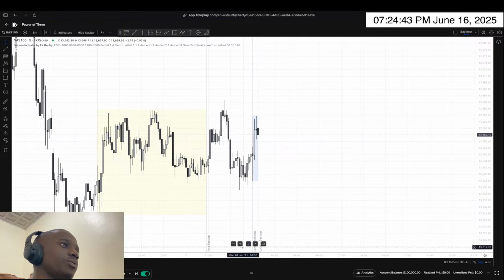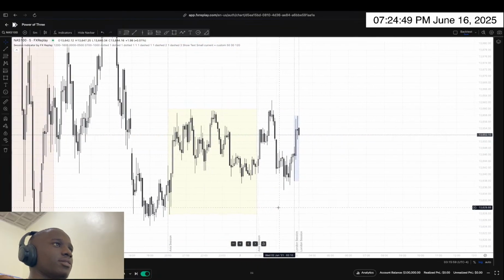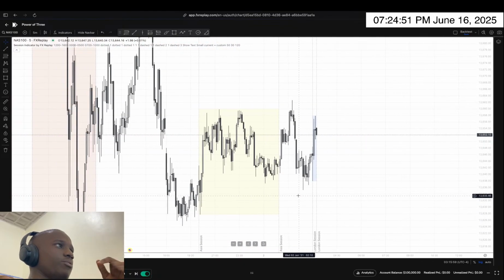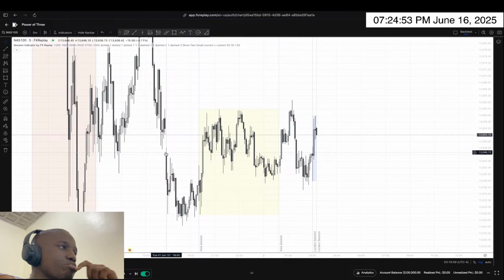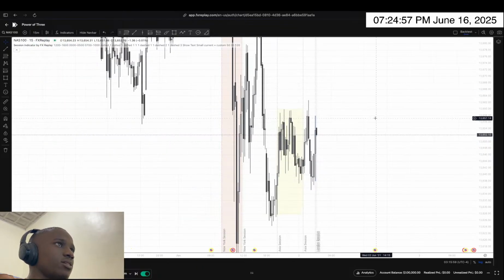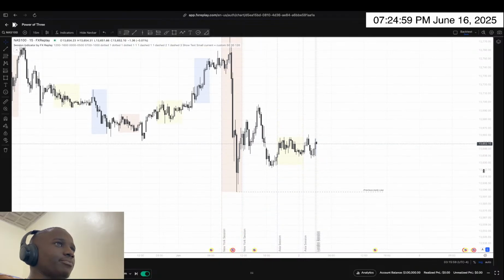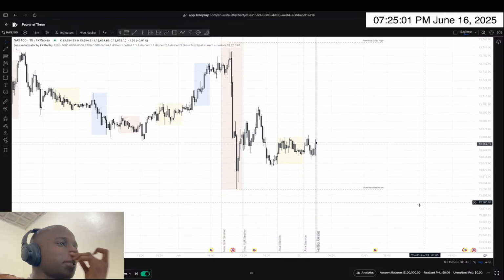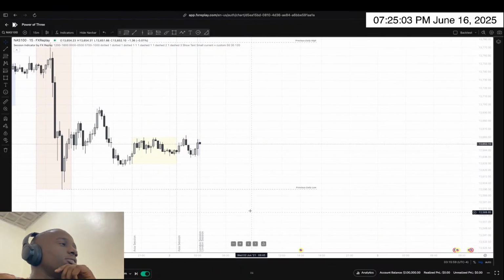And the reason we would like to aim for sales is for the Judas swing to expand lower, and then maybe the next day we push. I mean, New York will then push higher. That's the analysis that will be backing my trade.